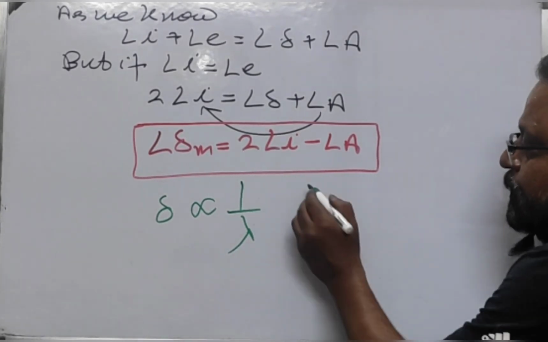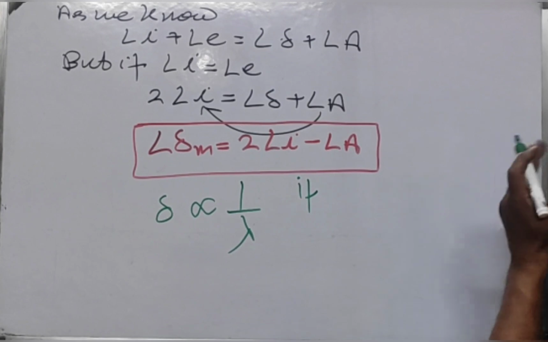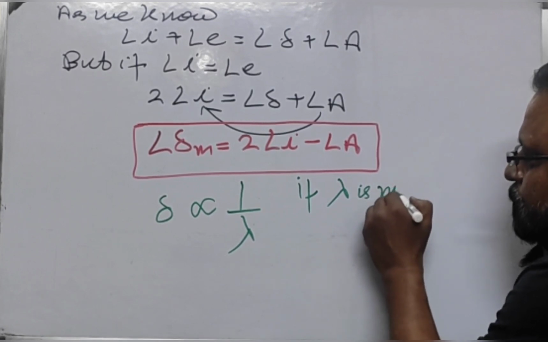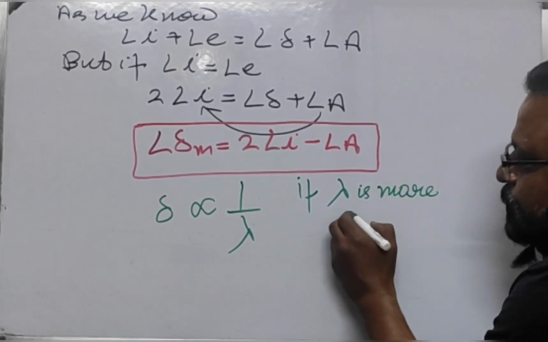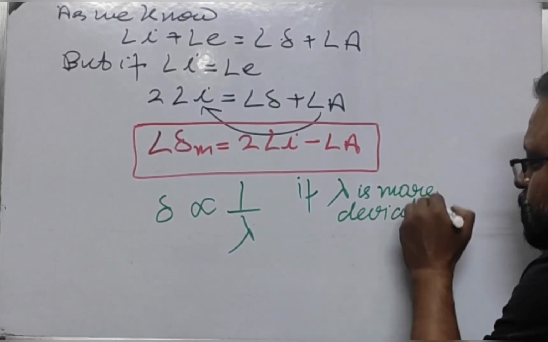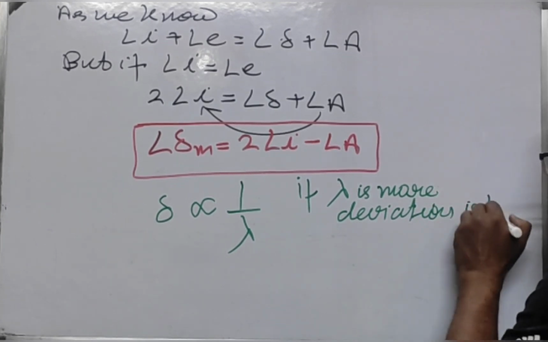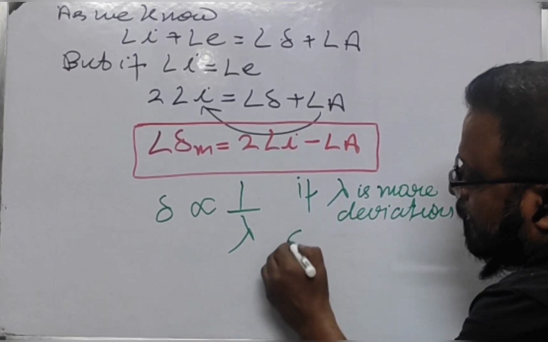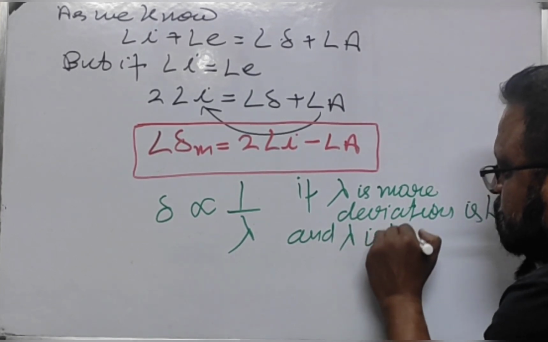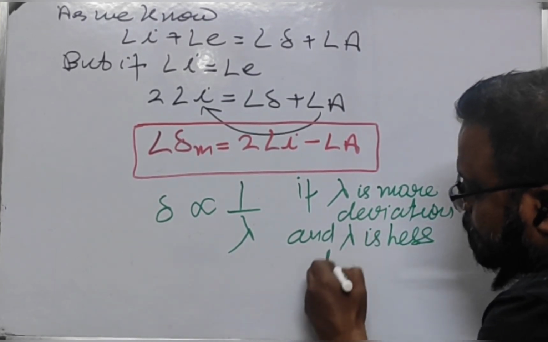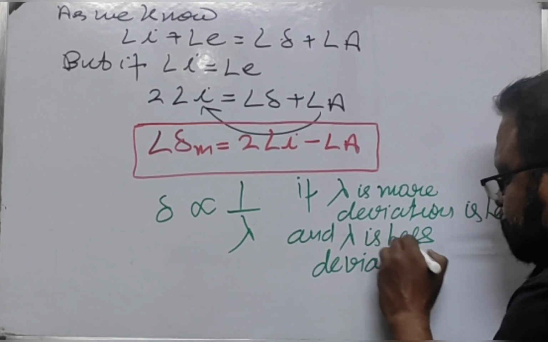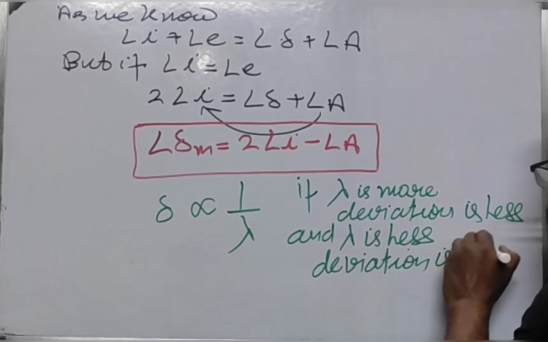If wavelength is more, deviation is less. And if wavelength is less, deviation is more. Fine.